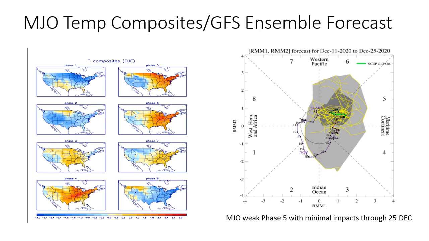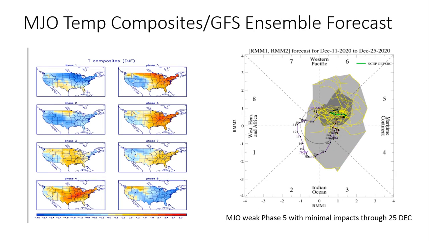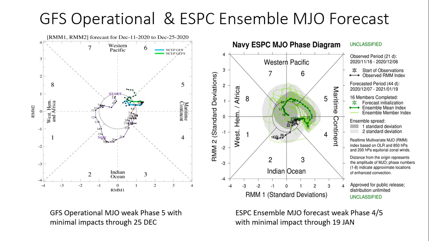Looking at the GFS operational model on the left, that is the actual aqua or blue shaded line there. It generally shows the GFS operational model with the MJO in weak phase 5, similar to the Ensemble that we just looked at, phase 5, with minimal impacts through 25 December.